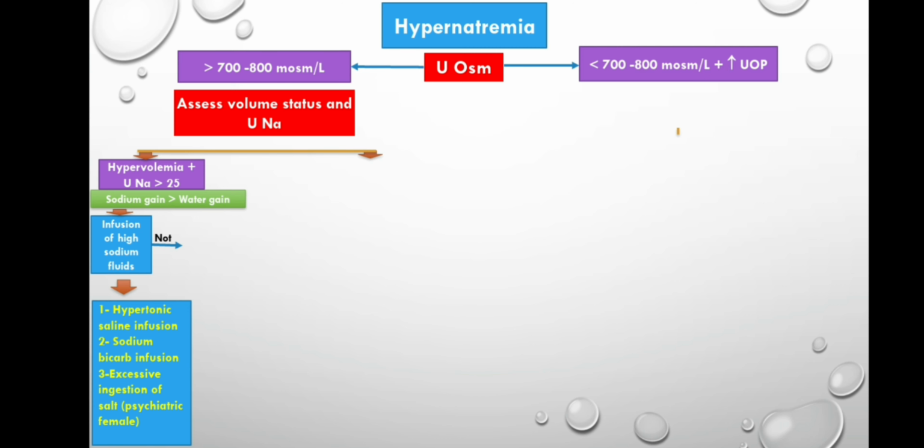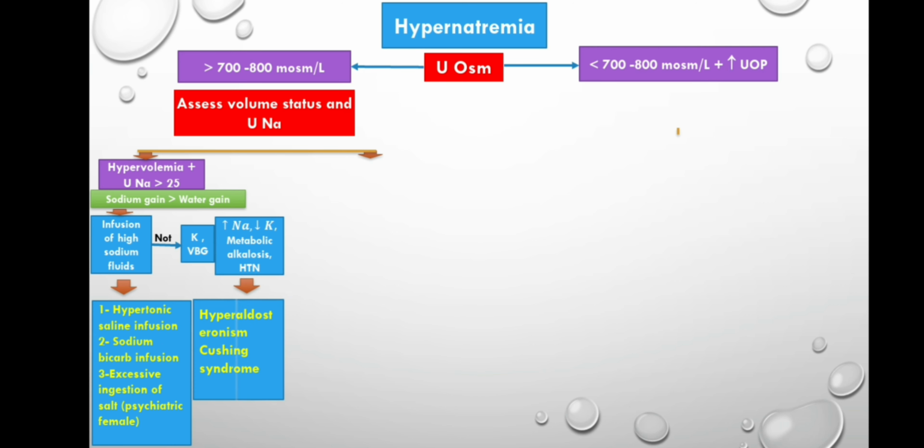If this situation is not found, if we are not giving any hypertonic fluid, then assess potassium and VBG, because there may be hypokalemia or metabolic alkalosis with hypertension, and this may indicate hyperaldosteronism and Cushing syndrome.